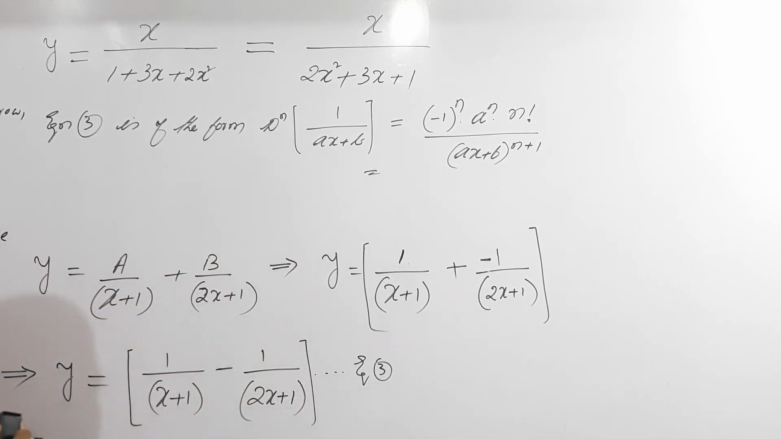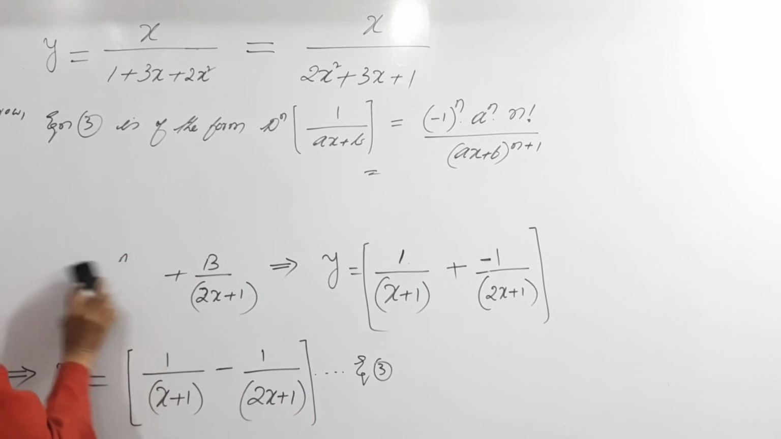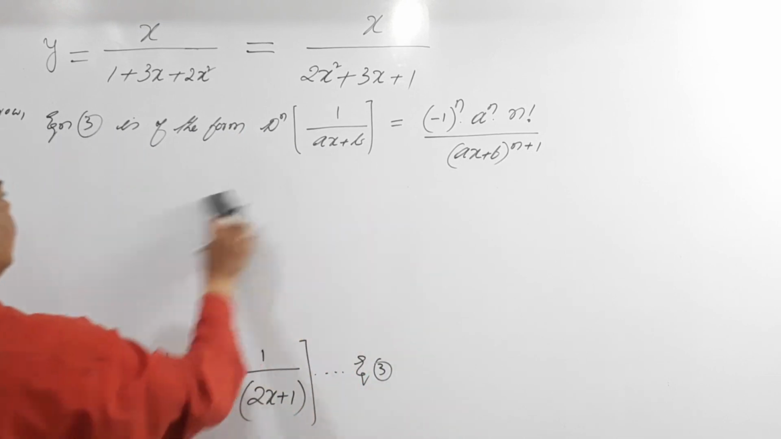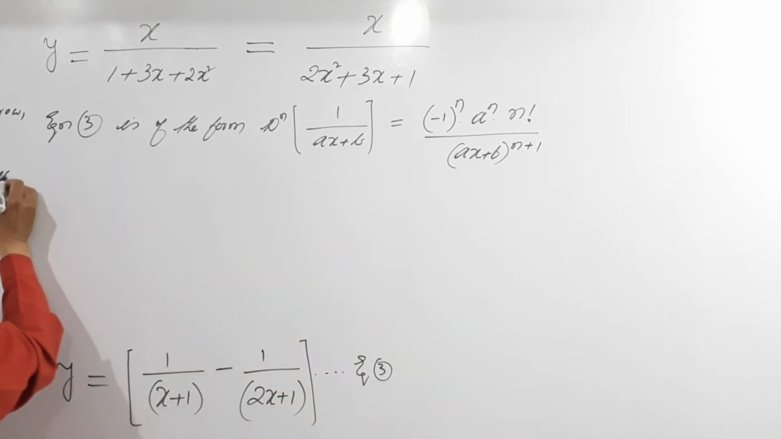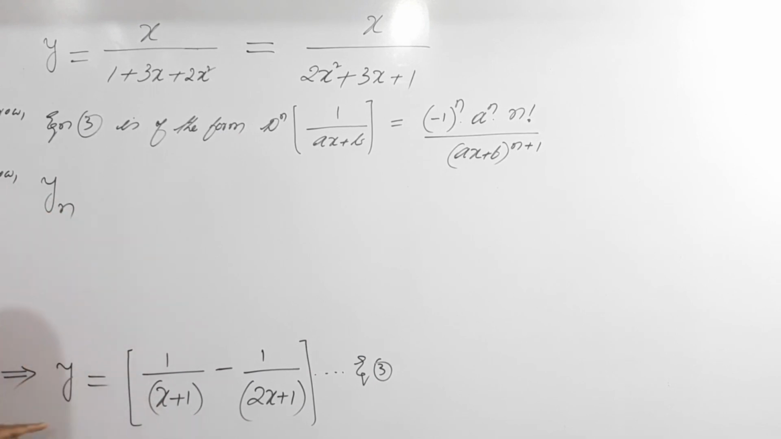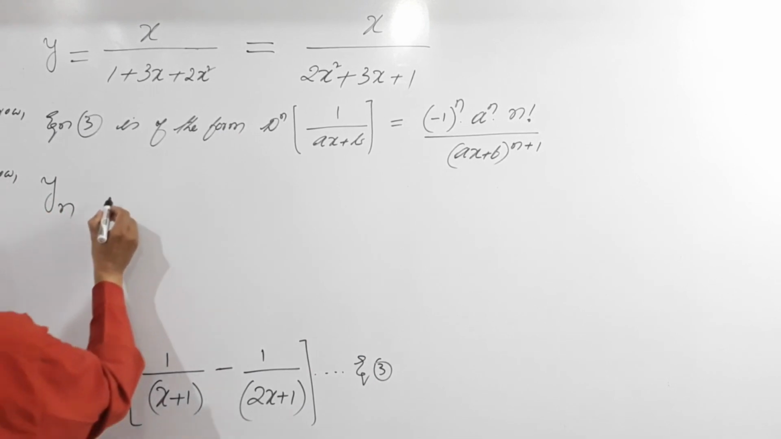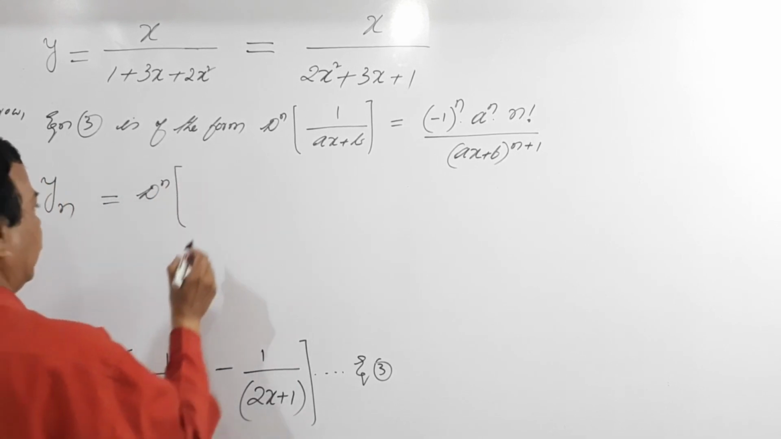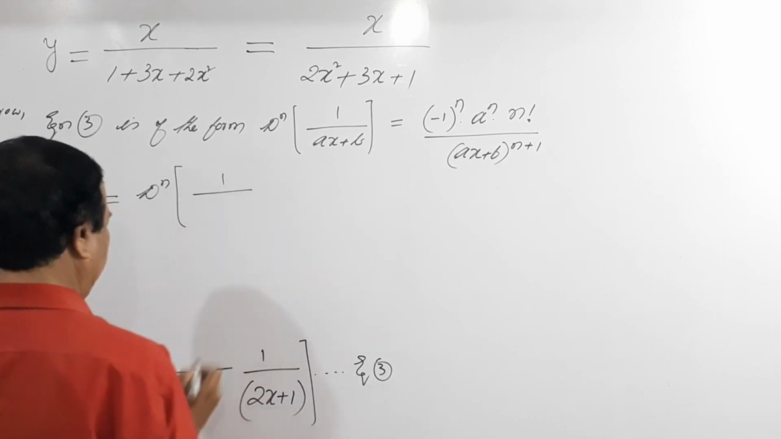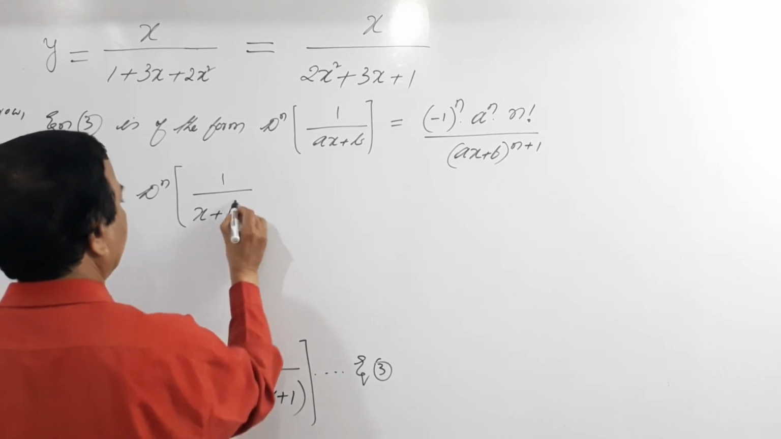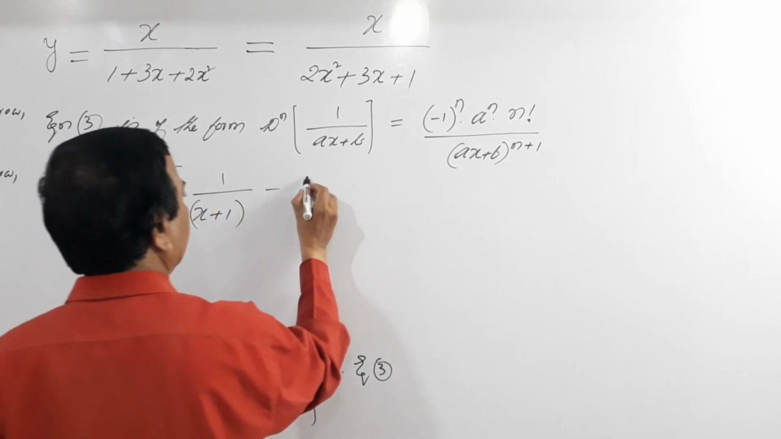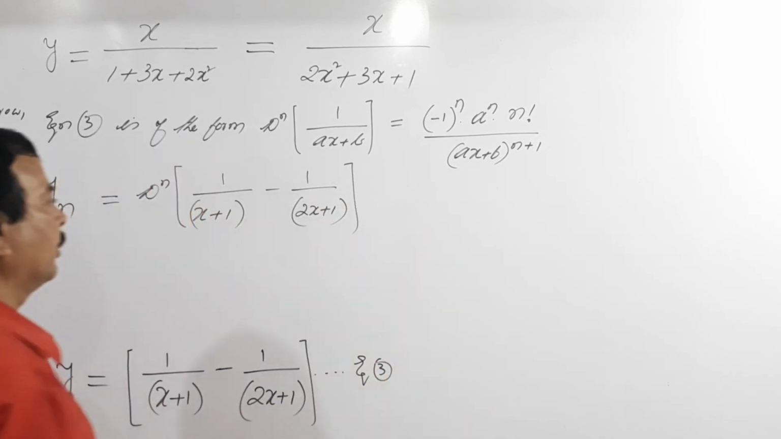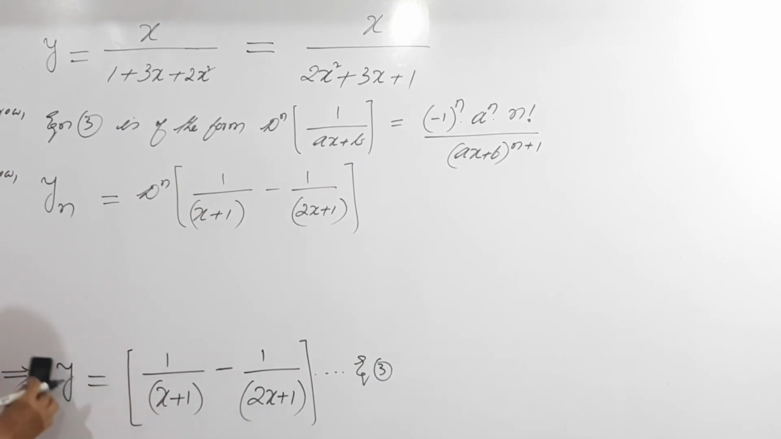So what do I do? I have this. Now I am going to differentiate this nth time. y will be nothing but dn of 1 by x plus 1 minus 1 by 2x plus 1. Right? So I can rub this now.